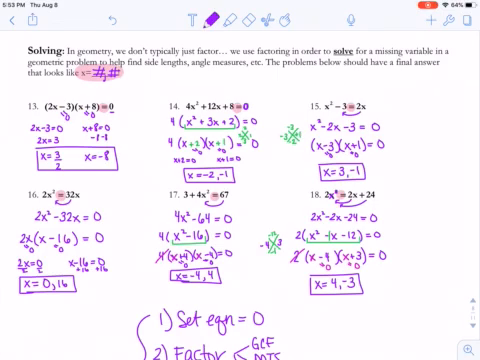This algebraic skill is going to come up a ton this year, so you want to make sure that you feel really confident with it, and when you see these problems, you know exactly what to do.